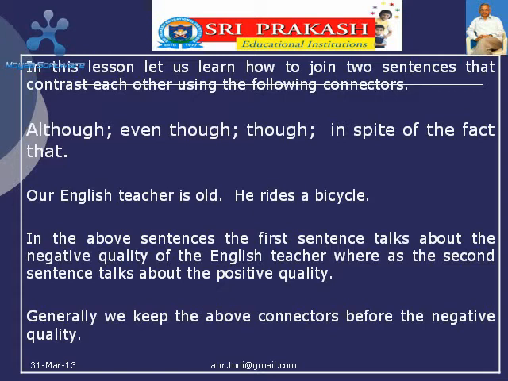Our English teacher is old. He rides a bicycle. In the above sentences, the first sentence talks about the negative quality of the English teacher, whereas the second sentence talks about the positive quality. Generally, we keep the above connectors before the negative quality.